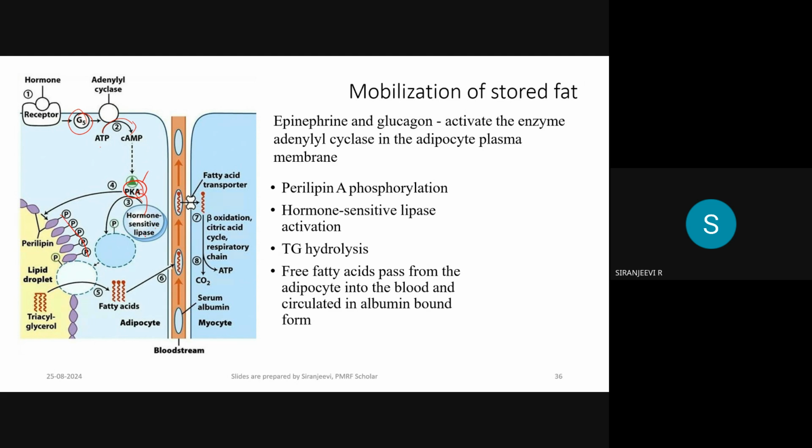So when the hormone sensitive lipase is active, inside the lipid droplets, whatever the TAG is there, that is triacylglycerol, will be broken down into glycerol as well as free fatty acids. These free fatty acids can get into the circulation by the addition of albumin usually. Then they can get into the cells where they undergo beta oxidation. Once the free fatty acid transporter helps in the transfer of the fatty acids inside the myocytes, then the beta oxidation occurs. Then the citric acid cycle and respiratory chain, and a large amount of ATP and CO2 molecules are formed.